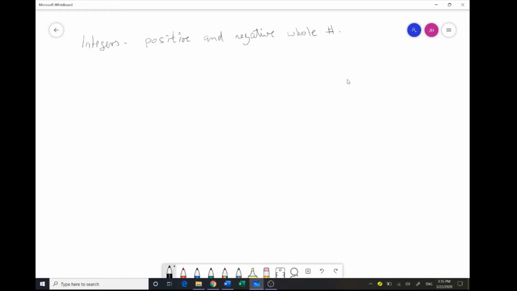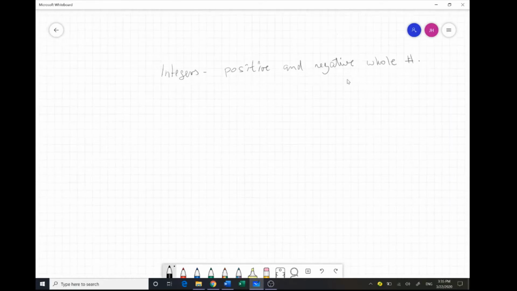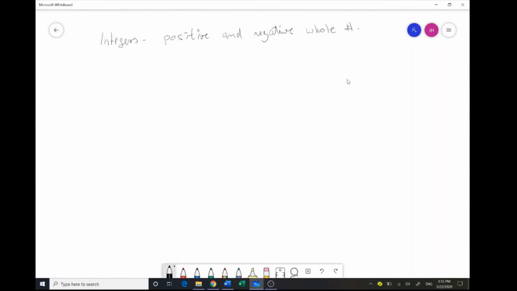Okay, so before we do any kind of operations dealing with integers, there's something very crucial that each of you will need to know about. That is the comparison of integers. So say that we try to compare integers.